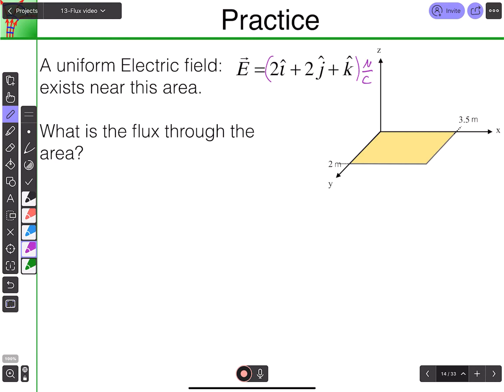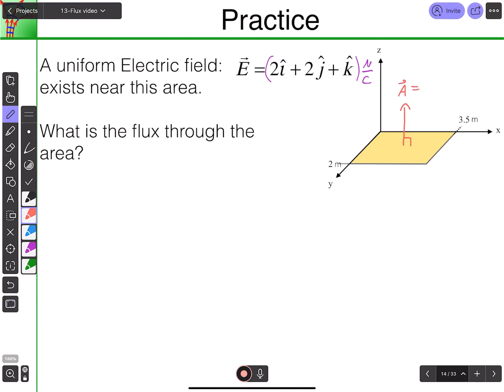Well, actually, there's one easy way to do this. Let's find the area vector for this square. You see the area on the right there? This is our area. We're not given the vector, but we can figure it out. I'm going to pick it to be pointing this way. I could have picked the other direction, but let's choose this to be the area vector.